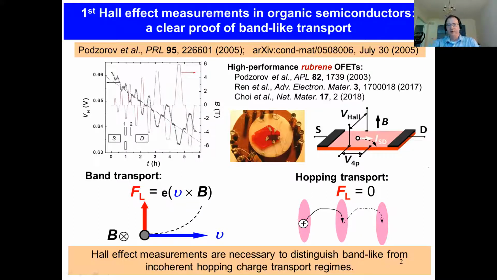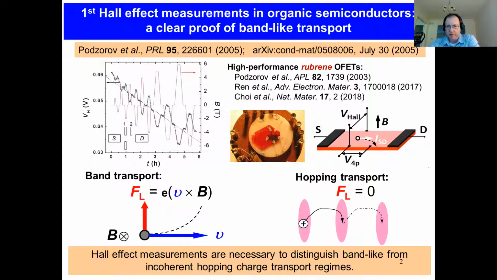So the importance of the Hall effect measurements is that they really help you to distinguish band-like transport from incoherent hopping. Because in the case of band transport, there is a microscopic velocity of the carrier here. And I hope you can see my pointer. So that the Lorentz force is non-zero and you see a Hall effect.